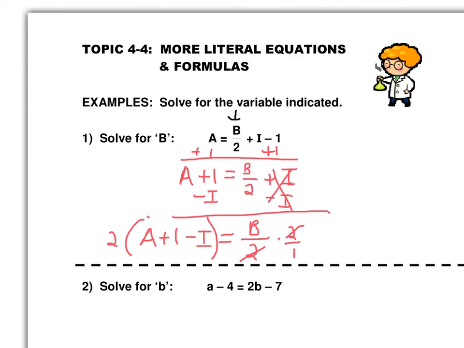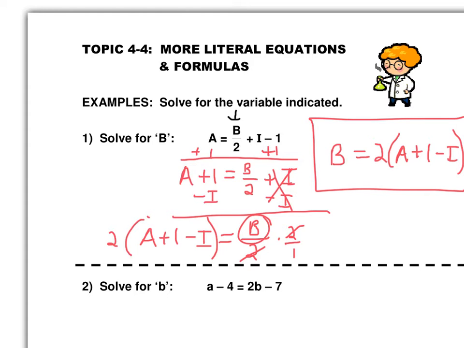So my answer is going to be b, there's my b here, is equal to 2, and then in parentheses, a plus 1 minus I, end parentheses. And that's my answer. All right, let's try number 2.